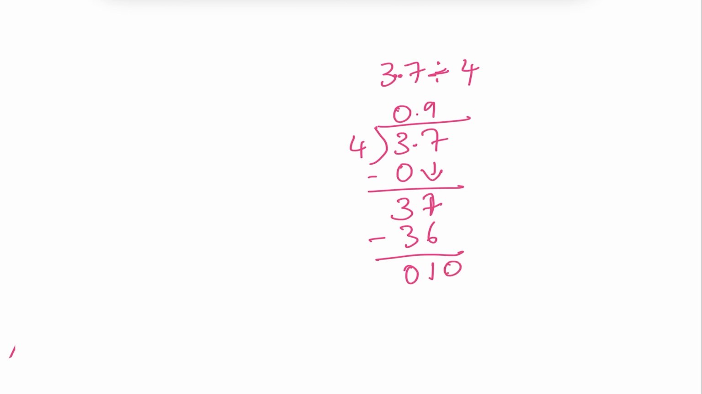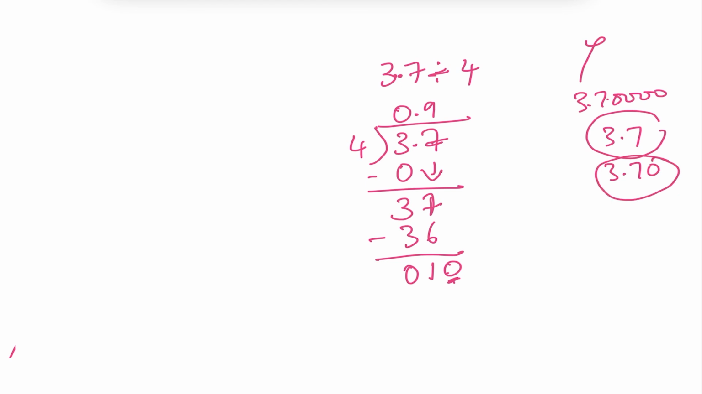Now, we take 0 here. What is the reason for taking 0 here? Many of you think that just because we have a decimal point in the quotient, we are taking 0. No, it is the wrong reason. 3.7 is nothing but 3.7 followed by zeros. 3.7, 3.70, both are the same. So, the 0 which was here has been brought down.